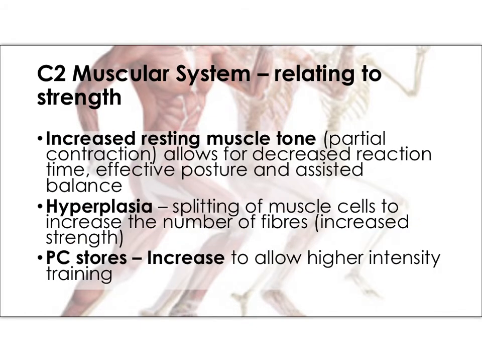So we're looking still at the muscular system, and now we're looking at increasing our resting muscle tone. Now, muscle tone is actually a partial contraction of our skeletal muscle, where it remains partly contracted, which means if it's partly contracted, we're already closer to a full contraction. So when we need to, our muscles can contract at a faster pace than they did before. This means we get a decreased reaction time. The resting tone also helps our posture.